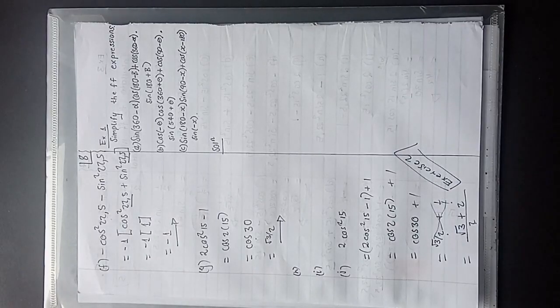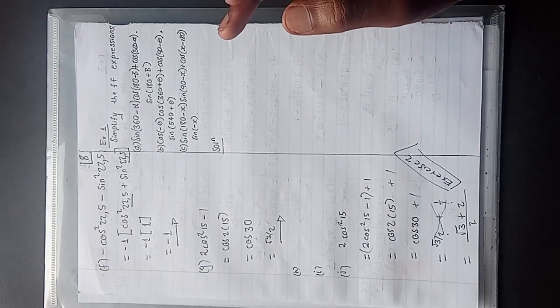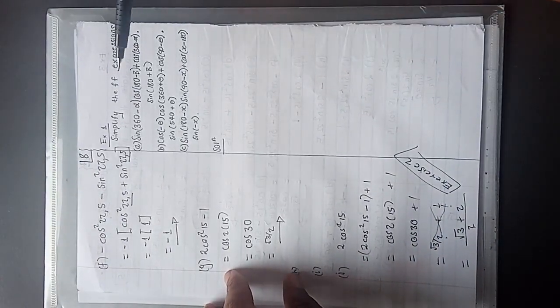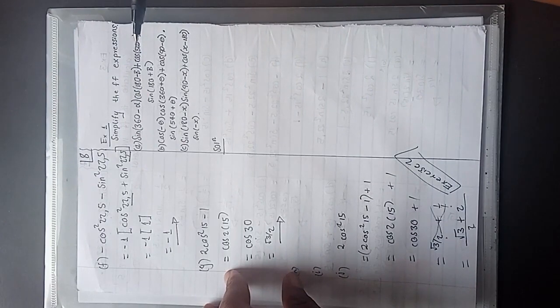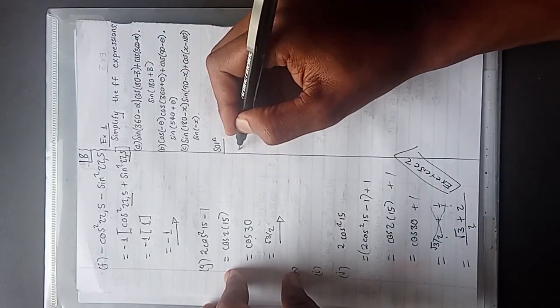Okay guys, let's do more examples applying our double angles, our compound angles, and all the rules that we learned in grade 10 and grade 11. So what we have here is example 1. Simplify the following expressions. In these problems, we're going to use the rules that we've already learned. Okay, we're simplifying. Let's go to A.